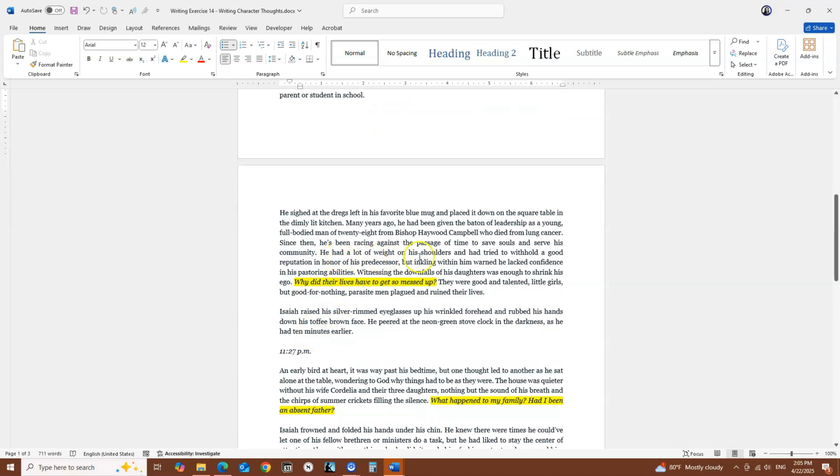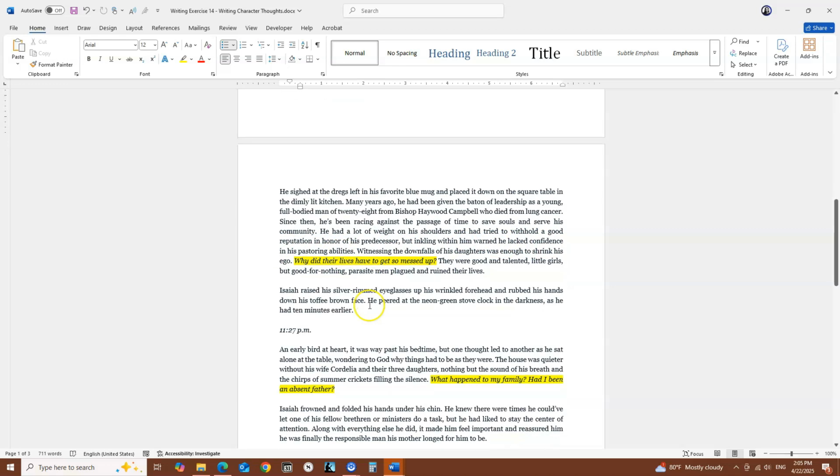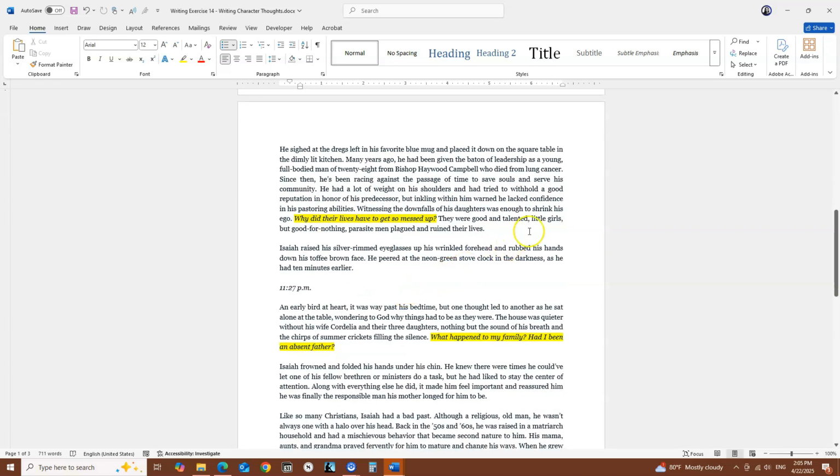He had a lot of weight on his shoulders, and he tried to uphold a good reputation in honor of his predecessor, but an inkling within him warned he lacked confidence in his pastoring abilities. Witnessing the downfalls of his daughters was enough to shrink his ego. Why did their lives have to get so messed up? They were good and talented little girls, but good-for-nothing parasite men plagued and ruined their lives.